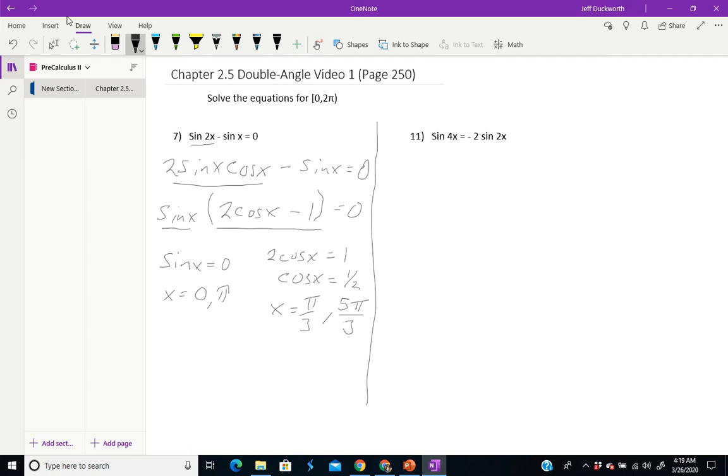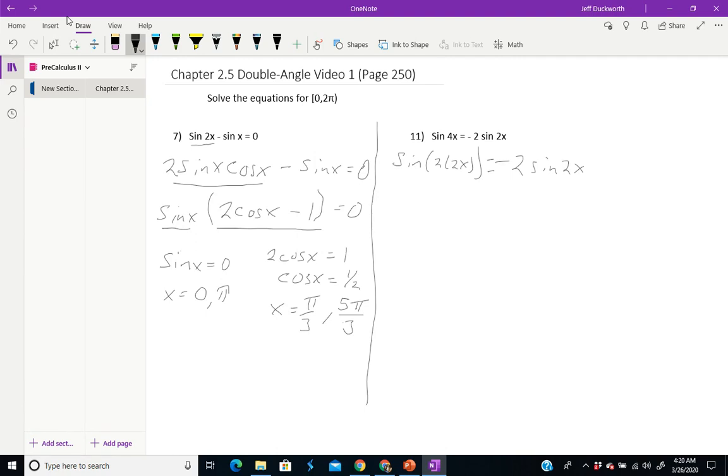All right, so now we have a sine of 4 times something, and then another sine of 2 times something. But we know that 2 times 2 equals 4, so I can simply write sine of 4x as sine of 2 times 2x. I'm sorry, this equals this. So this equals a negative 2 sine of 2x. Okay, so now I have 2 times a u. In this case, my u would be 2x.